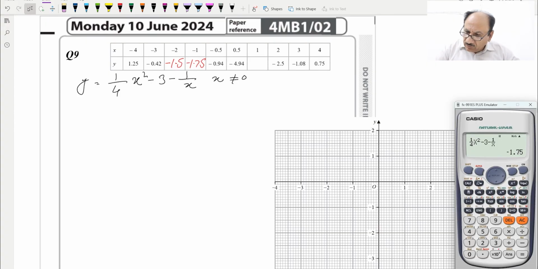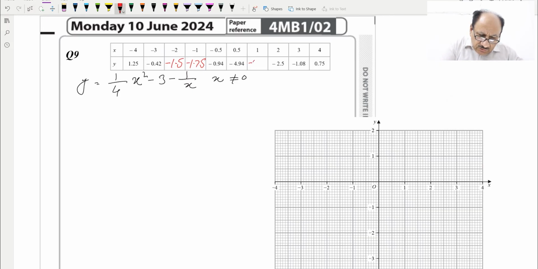So calculate for x is equal to 1, and this is giving us the value minus 3.75. This table of values is done, which was for 2 marks, which is A part. We are done with the table of values. Now for B part, they are saying, on the grid opposite, plot the points from your completed table and draw the graph of the same equation.